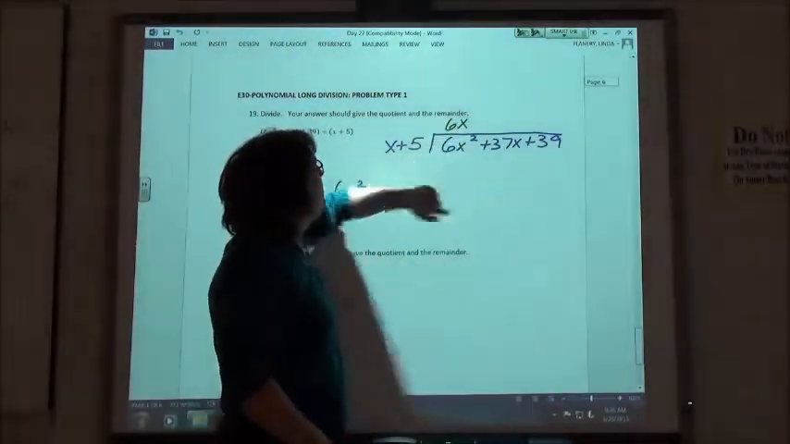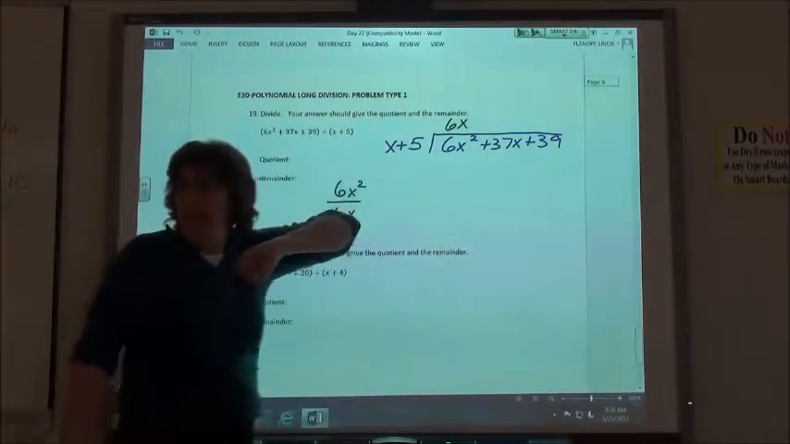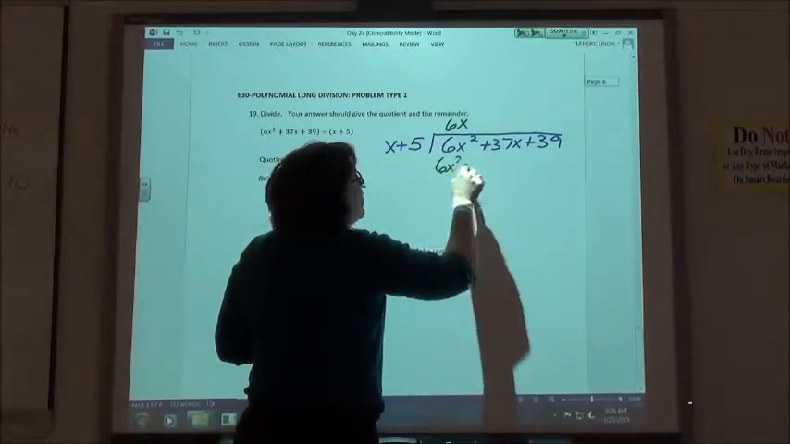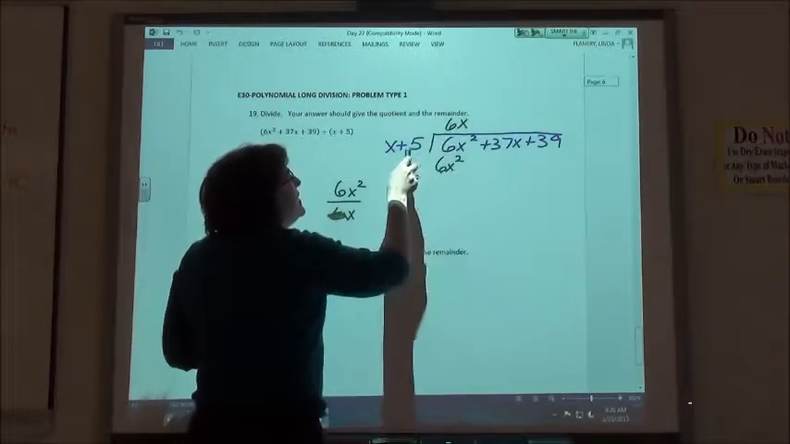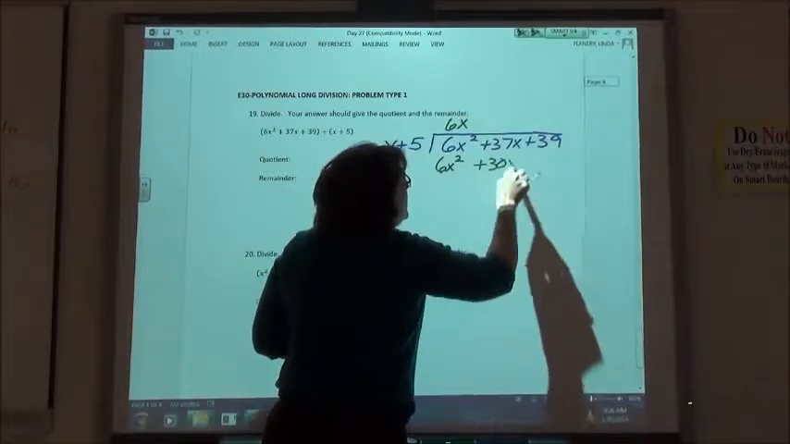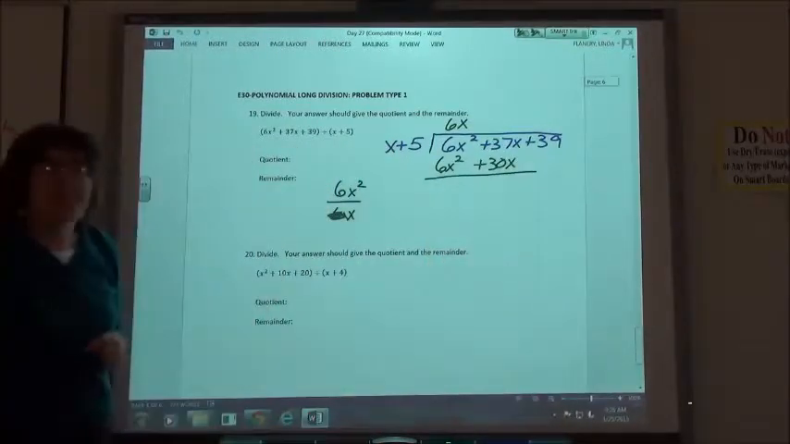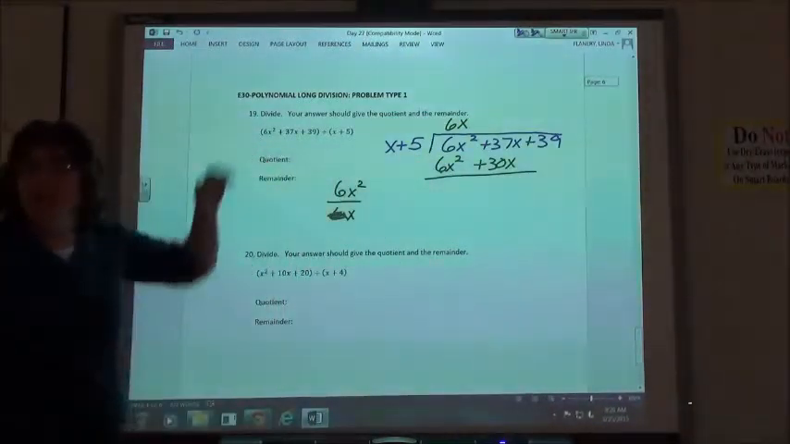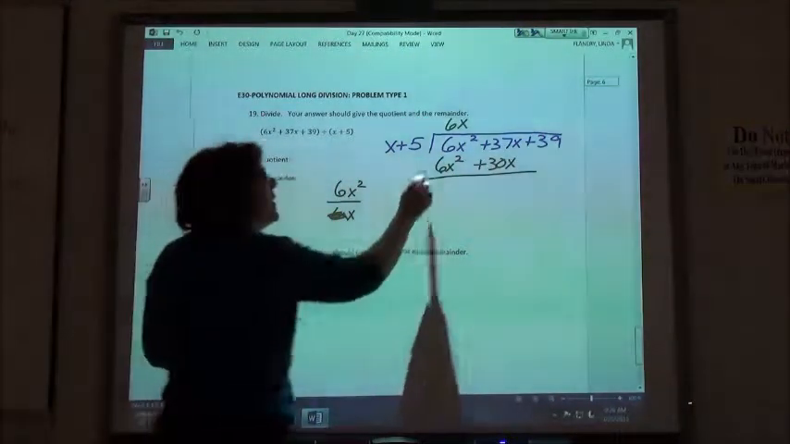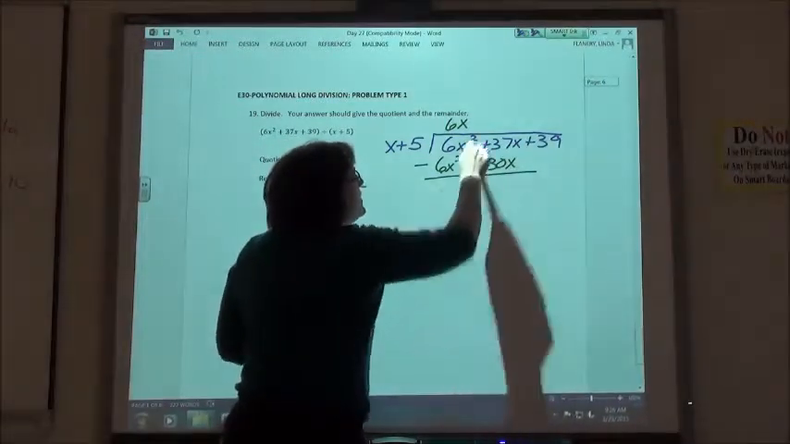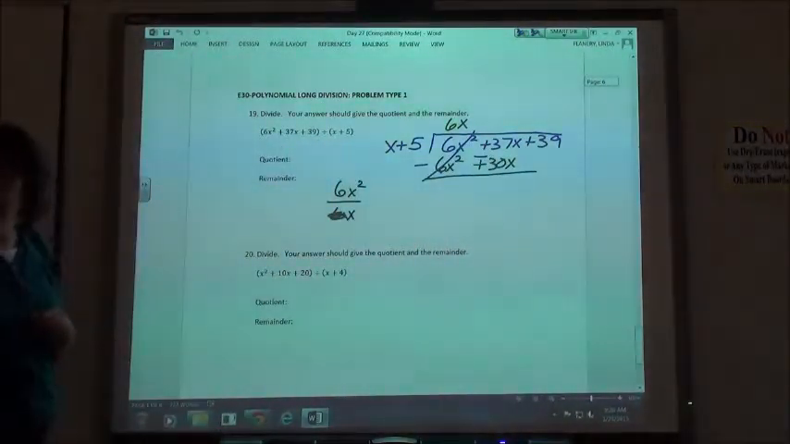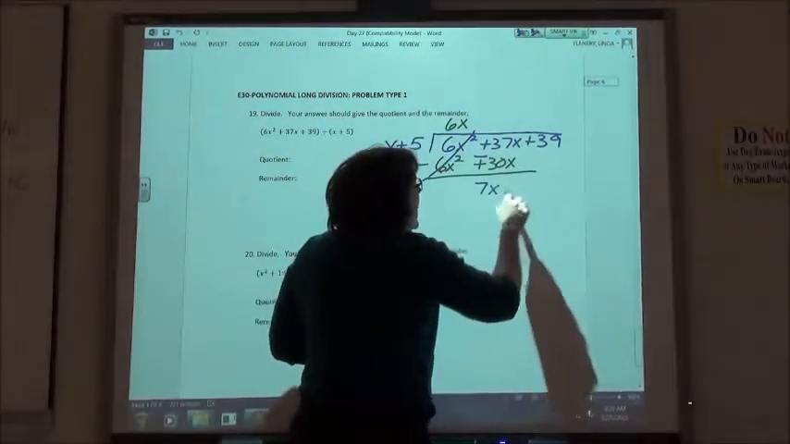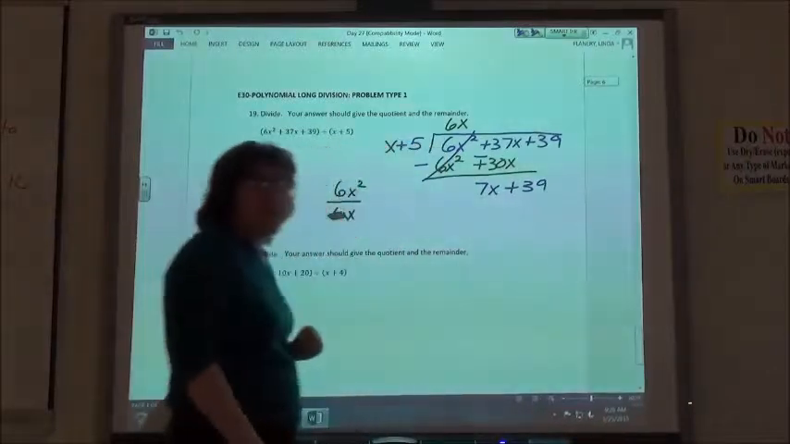So once I put that up there, I'm then going to multiply it times both things in my divisor. So 6x times x is 6x squared. Those should match up. 6x times 5 is plus 30x. Most of the time those won't match up, but occasionally they do. Then what we do is we subtract. Just like when we do long division, once we multiply, we subtract. And so when I subtract, this becomes negative, and we can cancel out that leading term. 37 minus 30 then would give me 7x, and then the plus 39 comes down behind that.